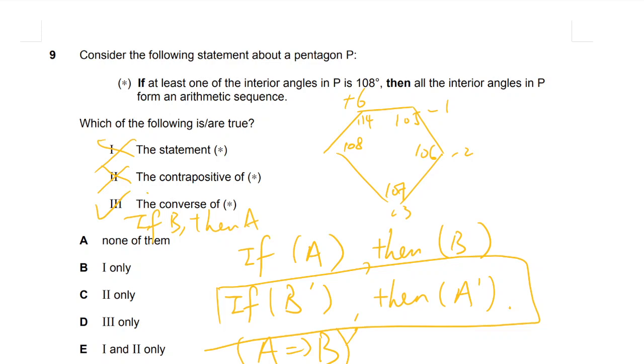So if all the interior angles in P form an arithmetic sequence, then the third term in that sequence would be 108. Therefore, at least one of them would be 108. So there we go. The converse is true. So the answer is option D. All right, so I'm sure you guys know.